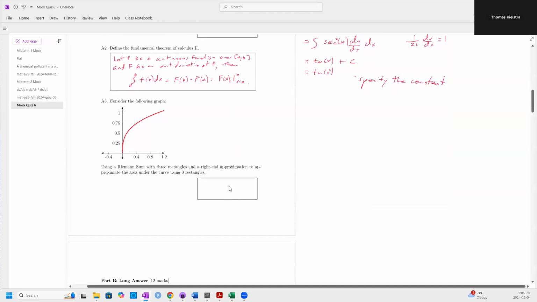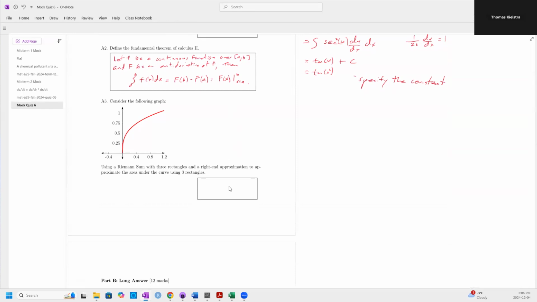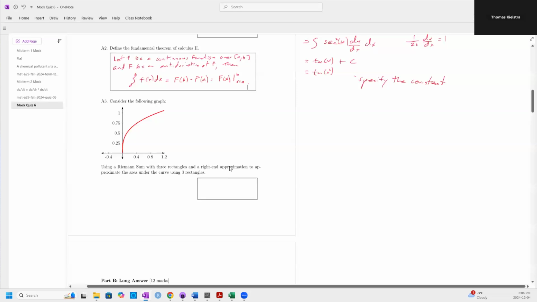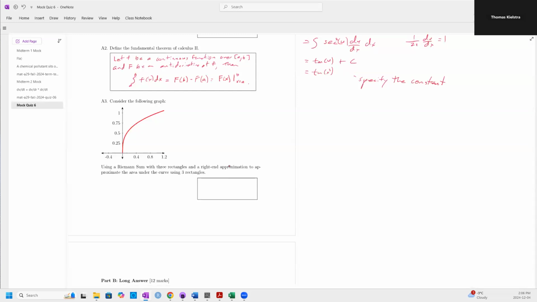Next, we have a Riemann sum question. Now, this question asks us to compute the area under the curve, or approximate the area under the curve, using right-hand approximations with three rectangles using a Riemann sum. What it's asking us to do is to build 3 rectangles to approximate this area. And I know these rectangles aren't perfect. But each of these rectangles is a right end approximation. So we use the right end of the interval.